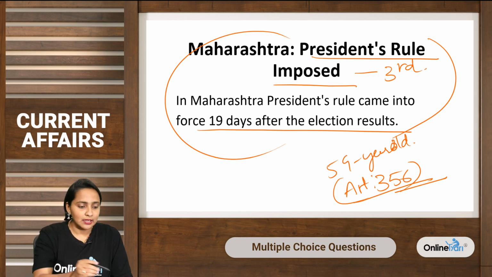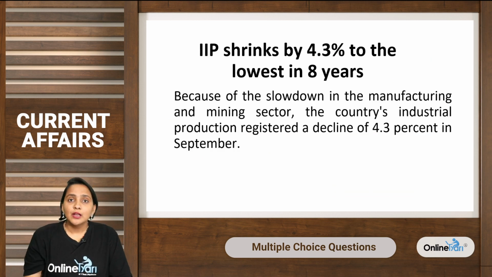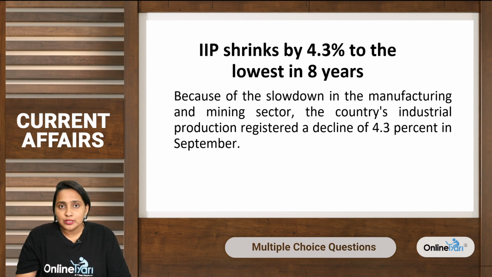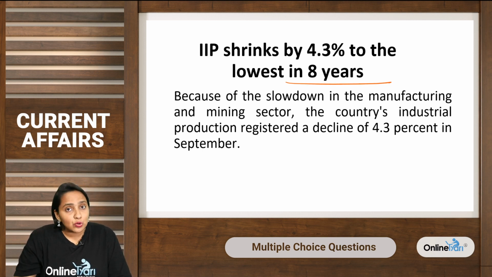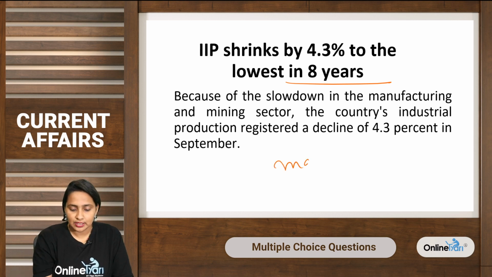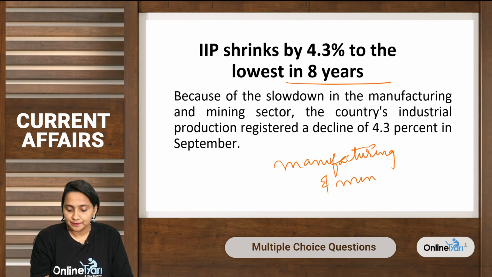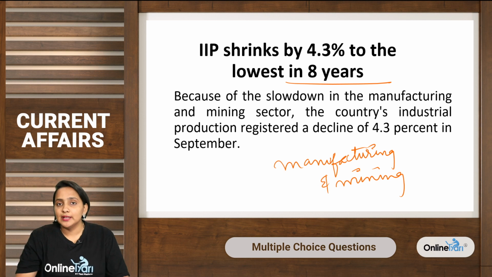Let's move on to the second news for the day. So this is an important news. IIP shrinks by 4.3% to the lowest in last 8 years, because of the slowdown in manufacturing and mining sector. Which are the sectors because of which IIP has been affected? It is manufacturing and mining.